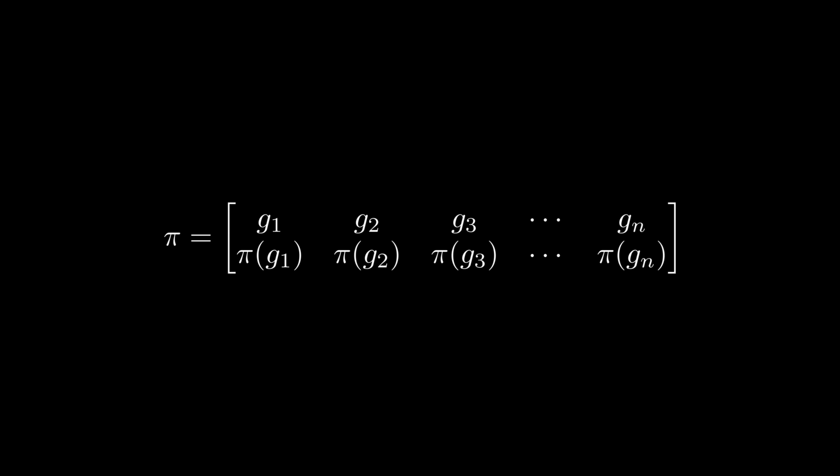Array notation is used to represent a particular permutation, where the upper row lists all the elements, and the corresponding entry in the bottom row is the image of that element upon permutation.